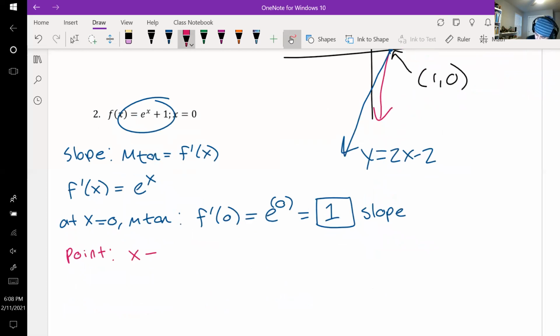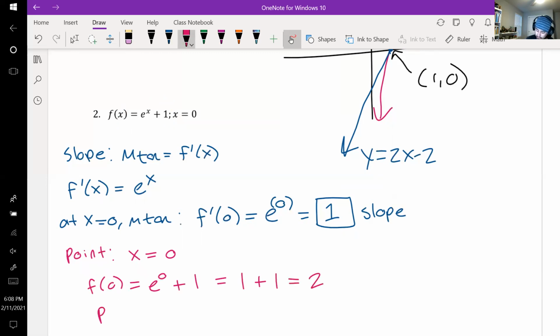Find our point when x equals 0. Once again, to find your point, you take the x value and plug it into the original function. So f of 0 equals e to the 0 plus 1. And e to the 0 is 1. 1 plus 1 is 2. So the point is (0, 2). And now we have our two ingredients. We have our slope and we have our point. So let's go ahead and find the equation of the tangent line.